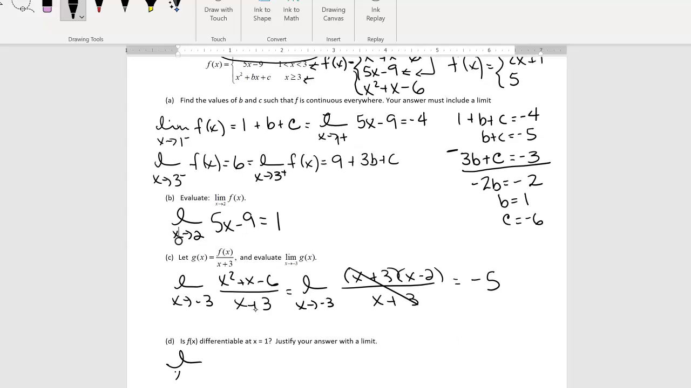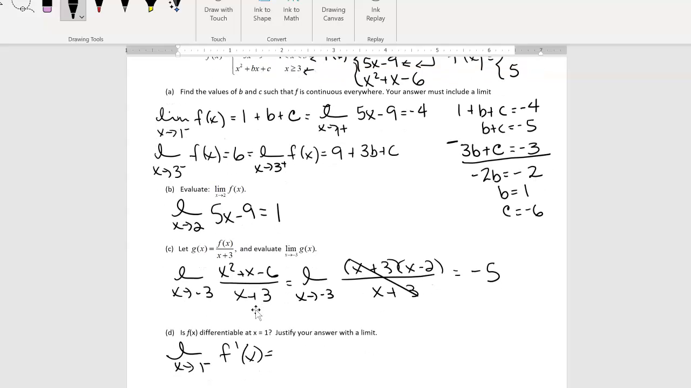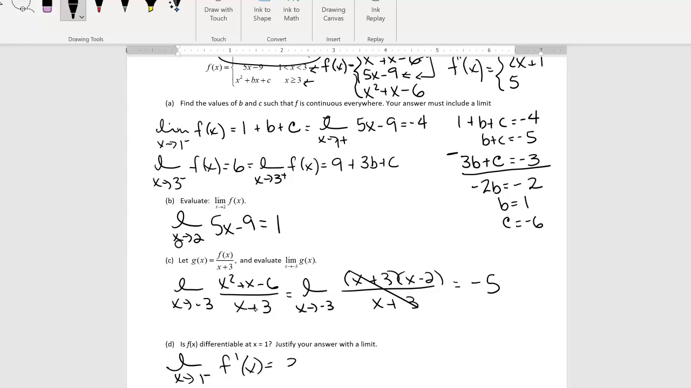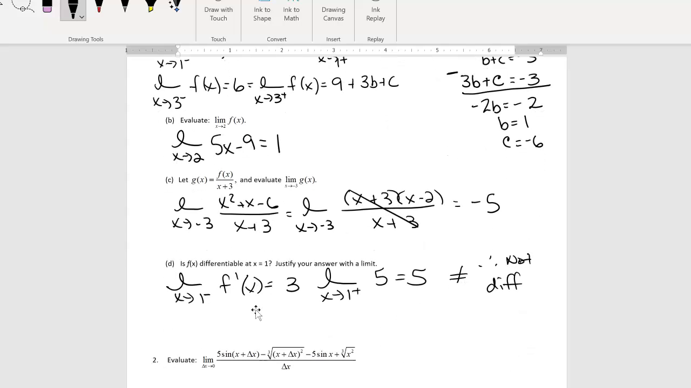So the limit as x approaches 1 from the left of f prime is equal to 2 times 1 plus 1, which is 3. The limit as x approaches 1 from the right of the constant 5 is just 5, and those do not equal, therefore not differentiable. The derivative from the left is 3, the derivative from the right is 5, so you don't have a smooth connection there. You probably have some sort of a cusp.